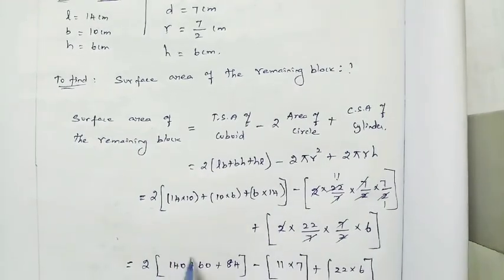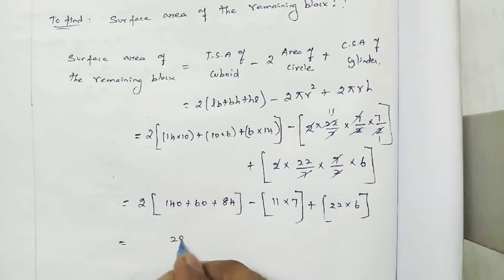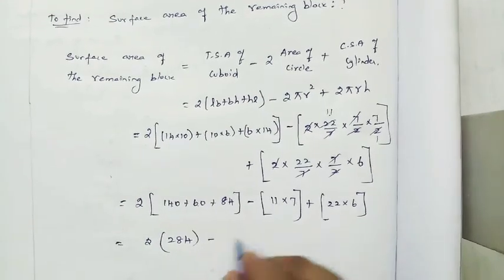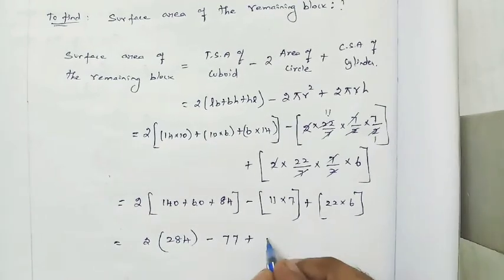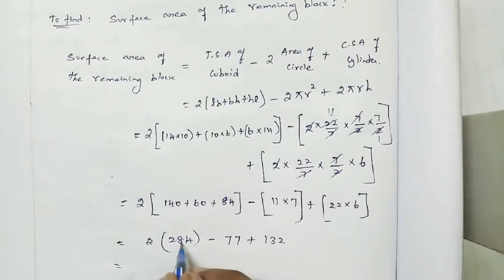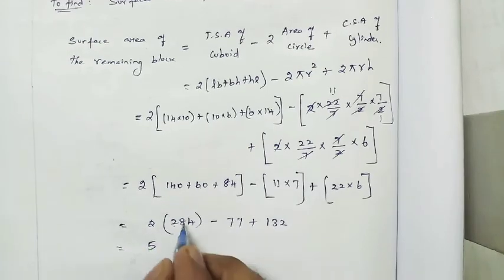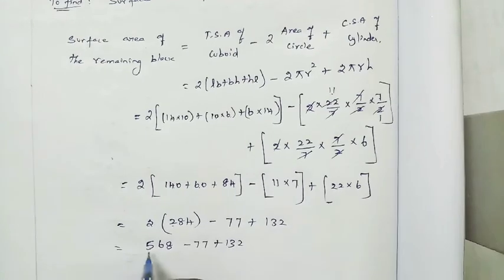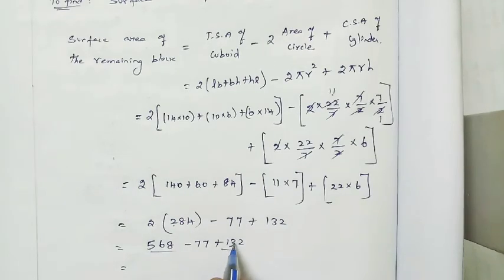Here we want to add and then multiply by 2. So 140 plus 60 is 200, 200 plus 84 is 284. 2 into 284, minus 11 sevens are 77, plus 22 into 6, 22 sixes are 132. So 284 into 2 is equal to 568, minus 77, plus 132. I'm just adding these two and subtracting the other. 568 plus 132 is 700.